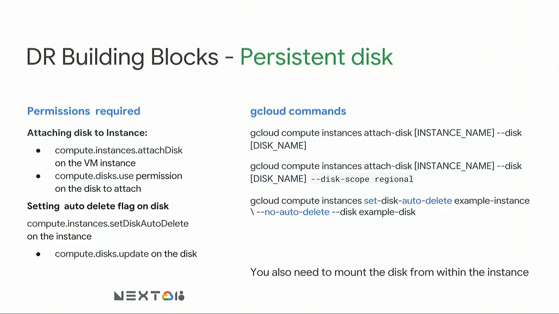You need to set the permissions. You need to grant the permissions to attach disks to instances. You can set the auto-delete flag on a disk to false. Sorry, that means when the instance is destroyed, that disk will continue to live on. So you can attach another instance to that disk that's there. And also, don't forget to mount the disk from within the instance.